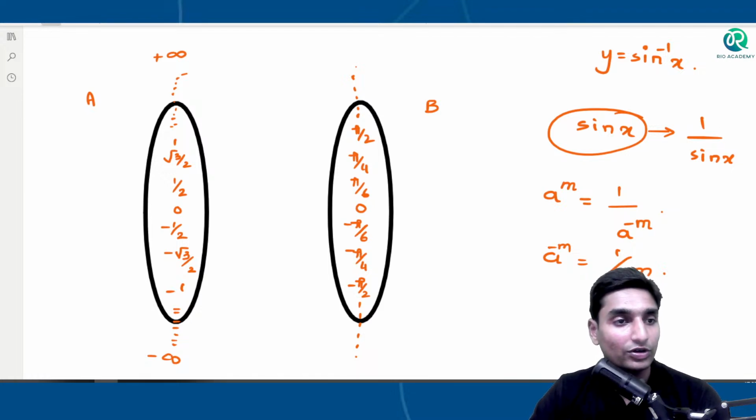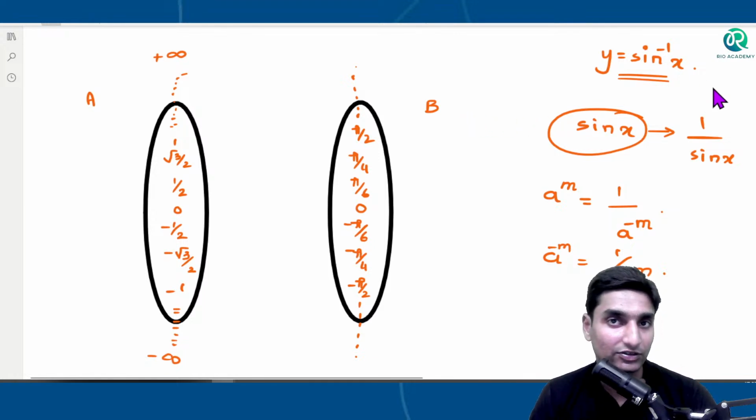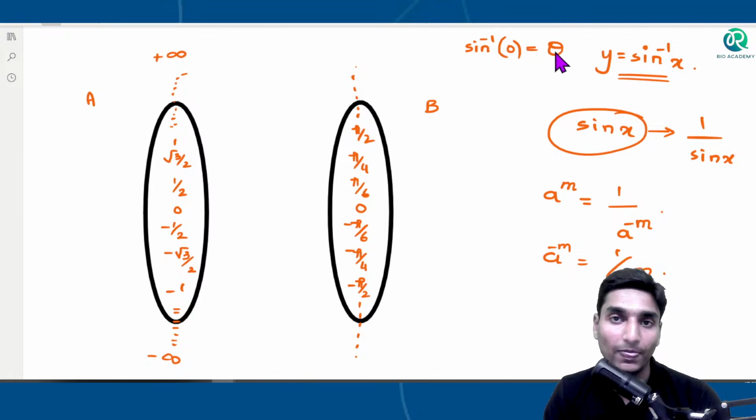So now what we are going to do here, if you just look in, guys, y is equal to sine inverse of x. This is basically the value that we are considering. So inverse means what? It means that sine inverse of 0, if I take it in this way, means at what particular angle the value of sine is 0. That is what it basically means.